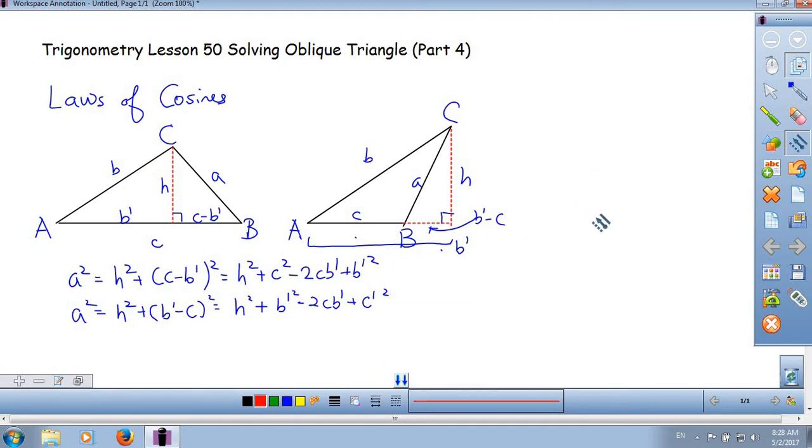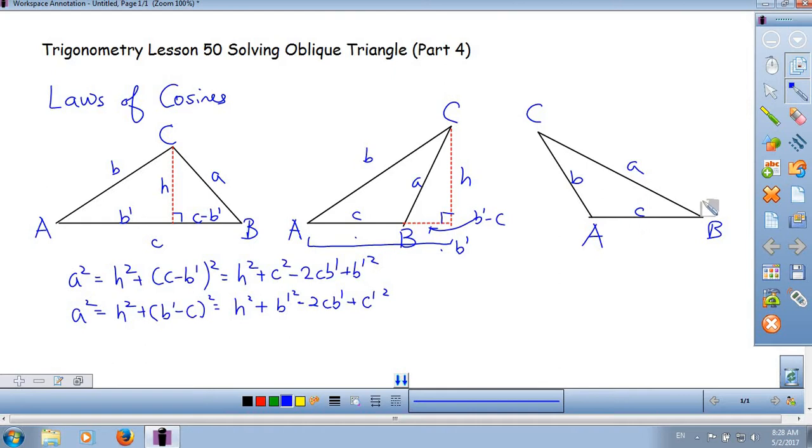Another possibility is, let's go ahead and look at the triangle ABC. Instead of angle B being an obtuse angle, what happens if angle A is an obtuse angle? Okay, so this is our angle A, angle B here, and angle C here. Alright, so this is going to be side A, side B, and this is going to be side C.